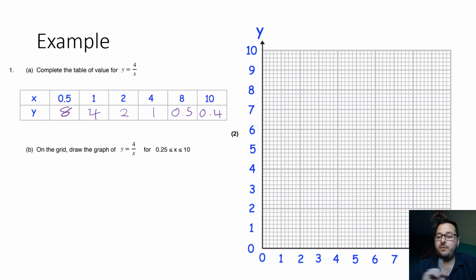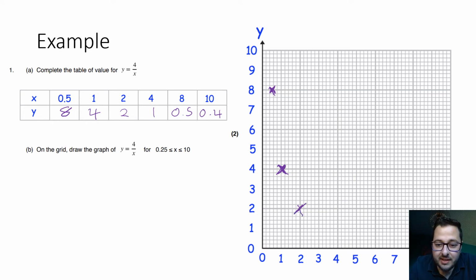Okay, so on the grid, we want to draw the graph of 4 over x for values of x from 0.25 to 10. So let's just plot these points then. So we've got 0.5 and 8. So that is that point there. Let's just thicken that cross up a bit. Then we've got 1 and 4, so that is there. Let's make that a bit thicker. Then we've got 2 and 2.